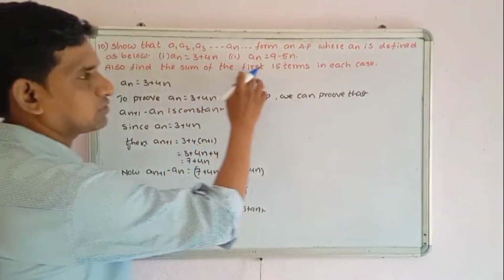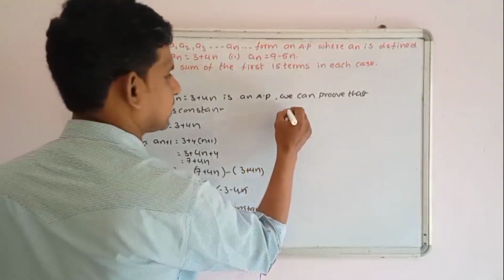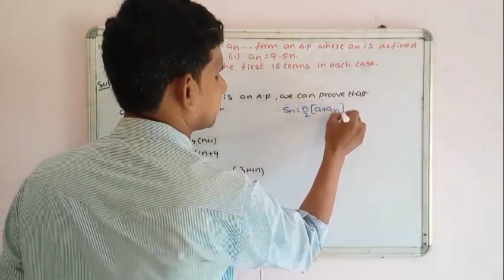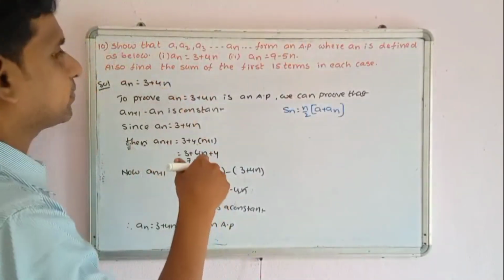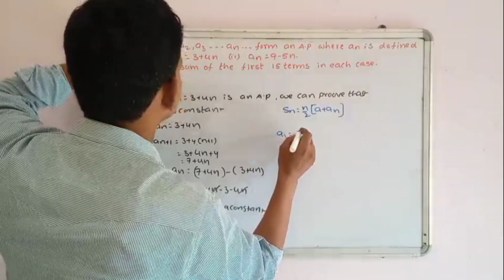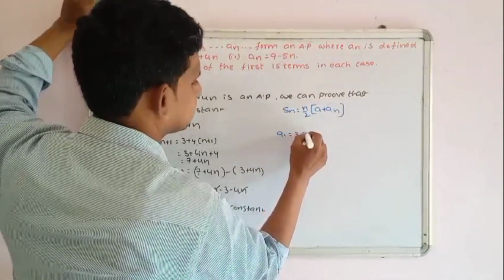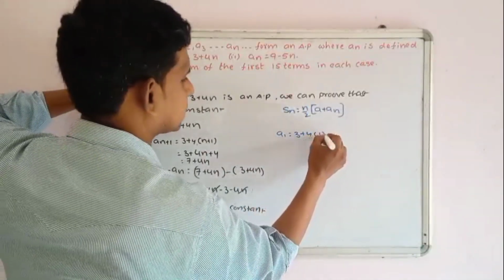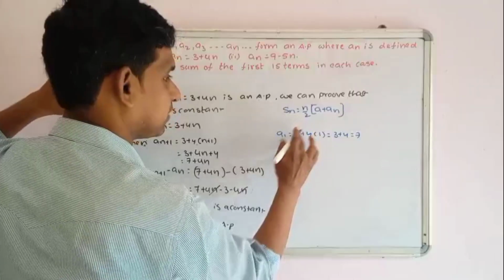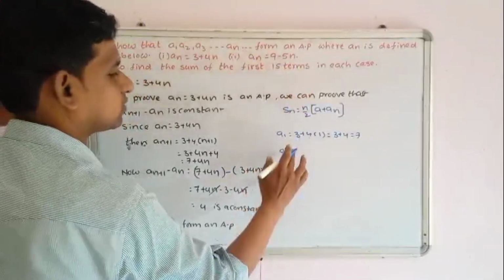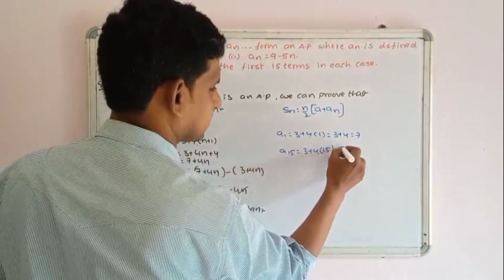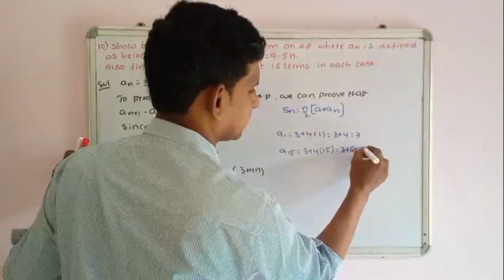Now we will find the sum of first 15 terms in each case. So first, what is the Sn formula? n by 2 into a plus an. Here I want S15. So first find a1. a1 equals 3 plus 4 into 1, so 3 plus 4, that is 7. Next, an, that means a15. Here n equals 15, first 15 terms. a15 equals 3 plus 4 into 15, that is 3 plus 60 equals 63.